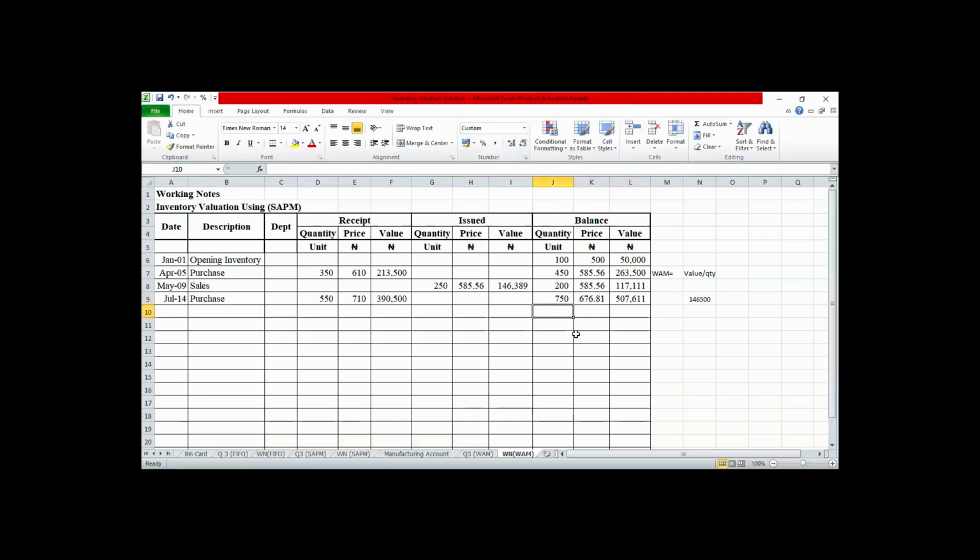What is the next transaction? Purchase or sales? What date? July 25. Sales. How many units do we sell? 250, at the new price, which will be this. Our result will now be 250 times the price, 169,204. What do you have?